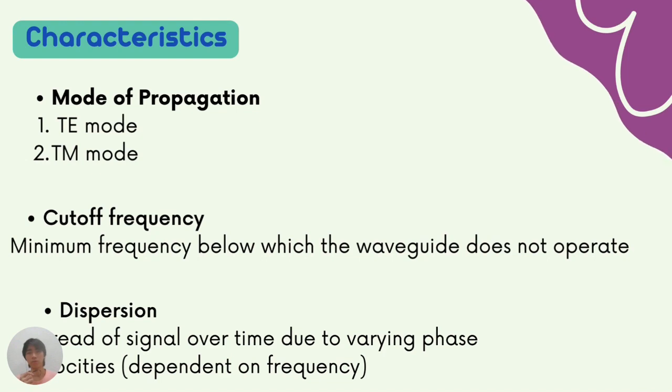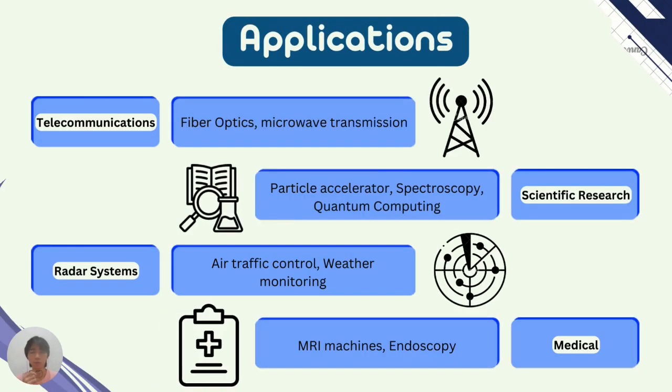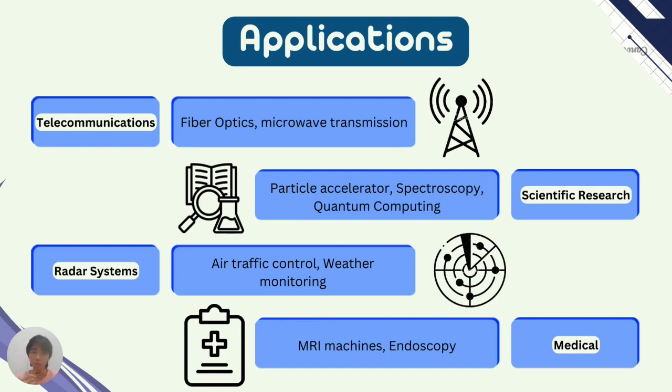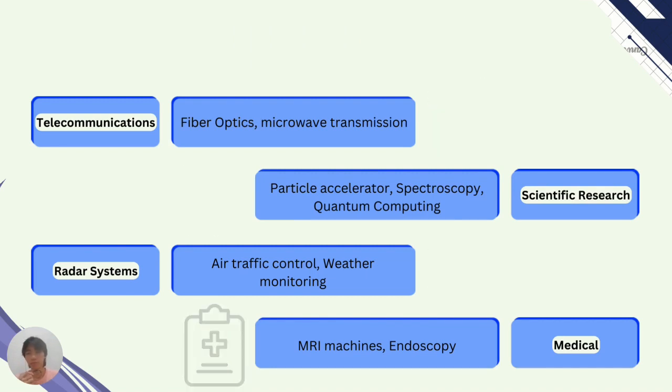And next, about the applications of using waveguides in various fields. First, telecommunication systems, such as fiber optics and microwave transmission, use the waveguide. And next, in scientific research, such as particle accelerators, spectroscopy, and quantum computing as well. Thirdly, in radar systems, the waveguide is used in air traffic control and weather monitoring. And also in medical instruments, we use it in MRI machines and endoscopy.